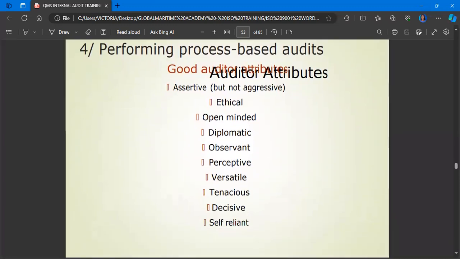Attributes of the auditor, a good auditor. These are some of the attributes of a good auditor. A good auditor has to be assertive but not aggressive. That is, you have to be able to take your stand. But it doesn't mean that you will be aggressive. Audit is not a fight session. You have to be assertive.